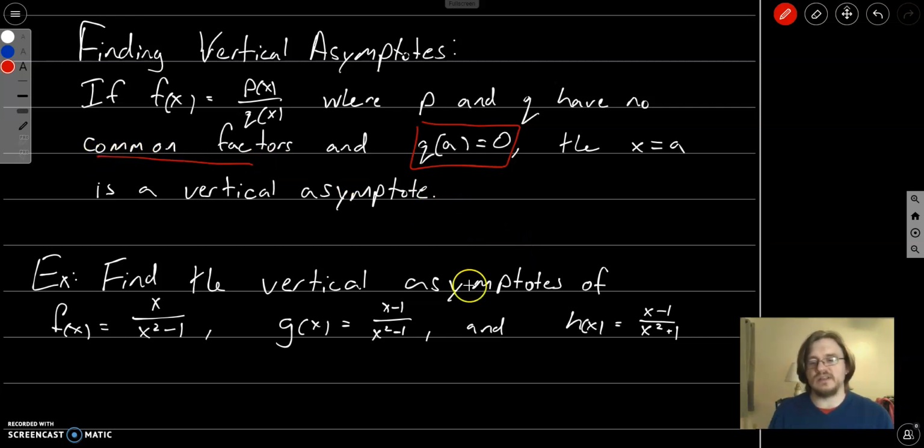And this is what I'll do in the next video. We'll go through vertical asymptotes before we also go through horizontal asymptotes.